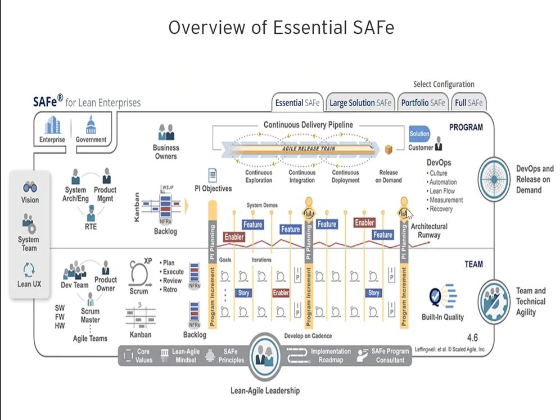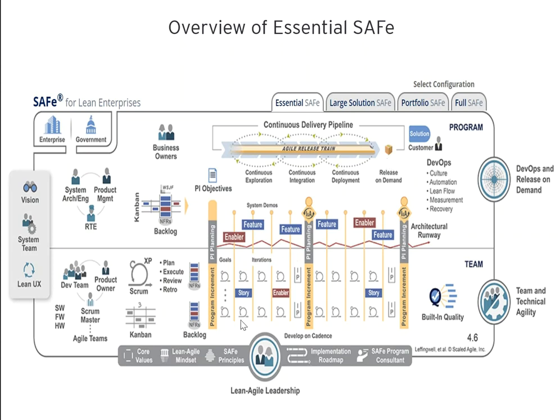And you can also see the inspect and adapt. There is something called the continuous delivery pipeline at the program level, where we have the continuous exploration, integration, and deployment. And the release on demand is like whenever the customer wants, they can release it. That is something called release on demand.